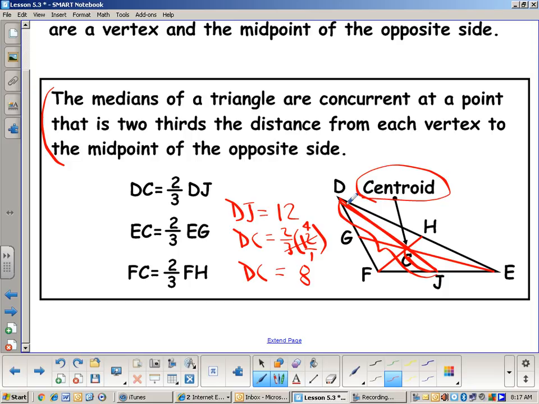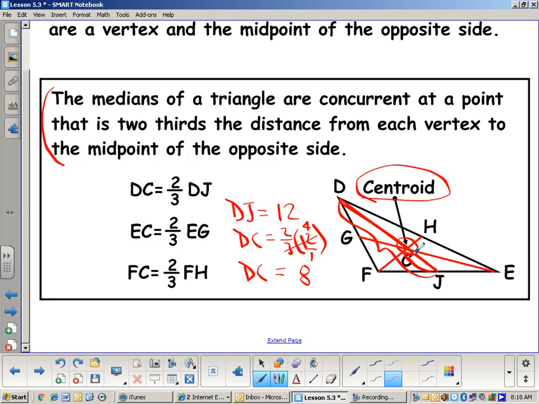Okay? So the special relationship here is always that point, that centroid, breaks all these medians up into 2/3 and 1/3 lengths. From the vertex to the centroid is the 2/3, the longer part of it, and from the centroid to the side, the midpoint, is going to be 1/3 of it.